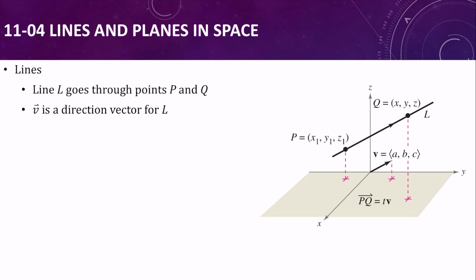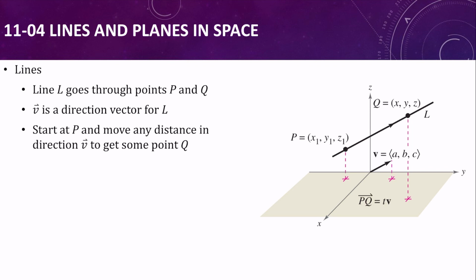V is a direction vector for L, so it's going the same direction as L. We can call that ABC. If we start at P and move any distance in the direction V to get some point Q, we're starting at P and going in the direction of V. They're parallel to each other. We end up at Q. Therefore, vector PQ is the same as t times vector V, because they are parallel, so they're a multiple of each other.